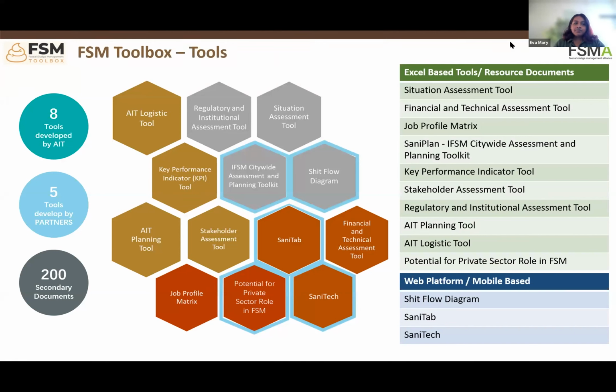Briefly talking about the FSM Toolbox platform, it was initially anchored at AIT, the Asian Institute of Technology, and has various technical tools that had been developed by both AIT and other partner organizations such as CEPT University in India, CSTEP, Sustainable Sanitation Alliance, etc. And the toolbox then moved from a very Excel-based, tool-based format to its current iteration, which is more a function of what the user would like.